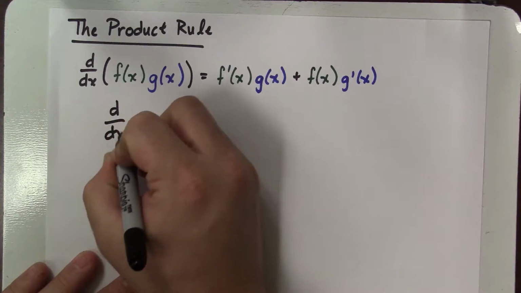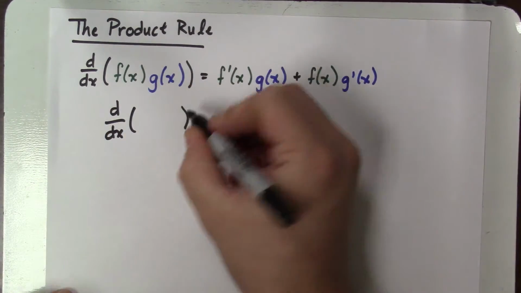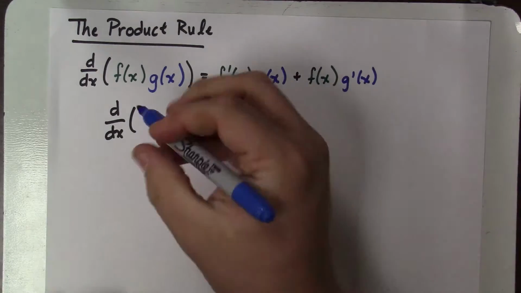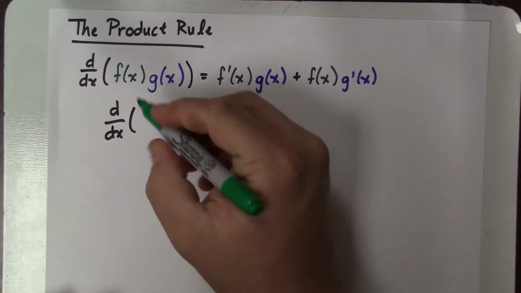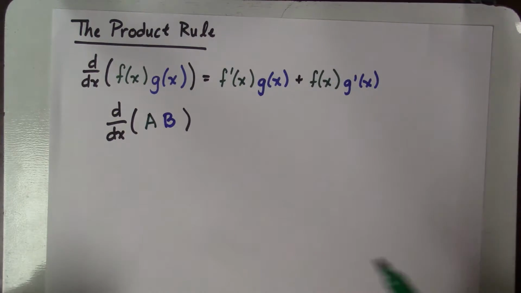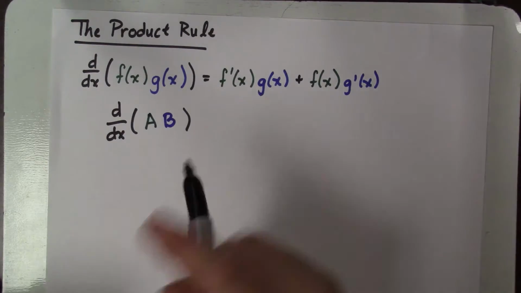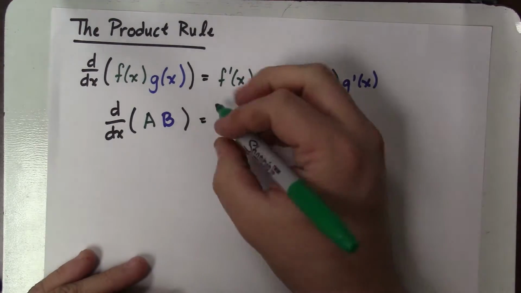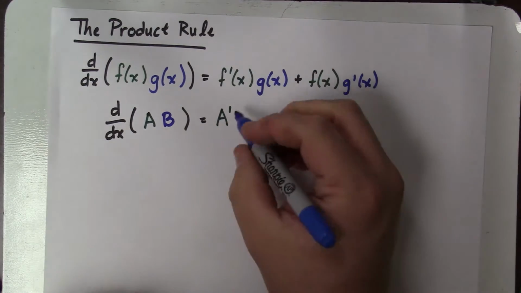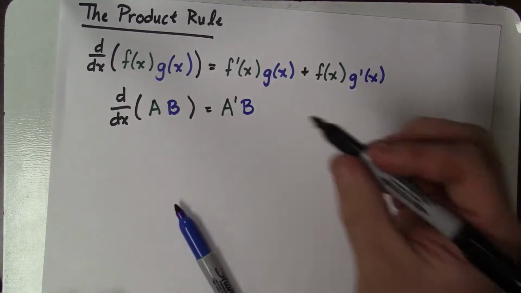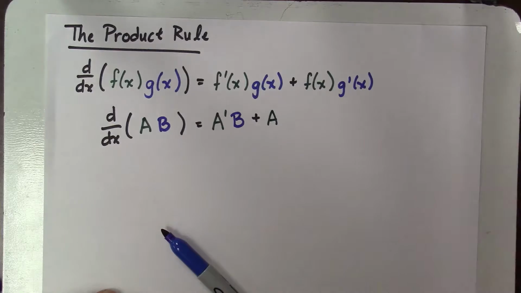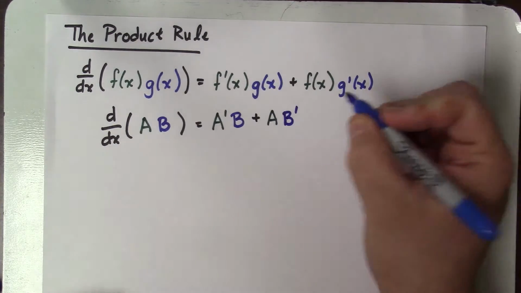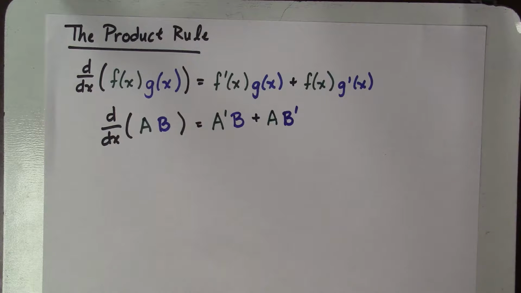What I'm going to say is the derivative with respect to x of the product of a times b, whatever those first things are, is a prime, or the derivative of a, times b, plus a times the derivative of b. And I'm just going to work an example of this, hopefully get you off on the right foot. This is a fairly straightforward process.